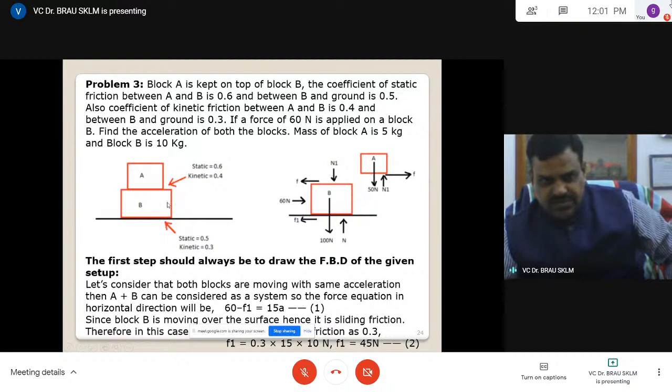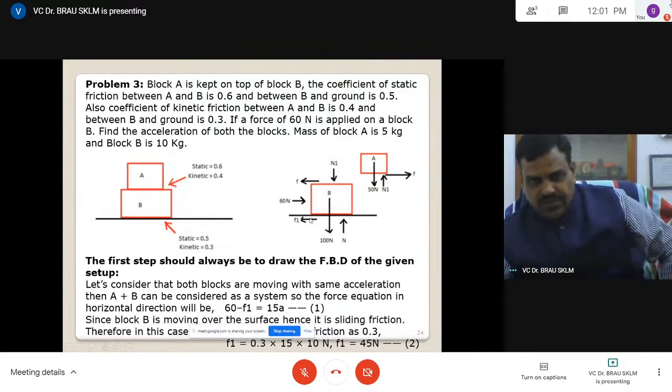Normal reaction between these two, N1, N1. N1 upwards, N1 downwards. Here it is N2. Rn. This is how the free body diagram looks.